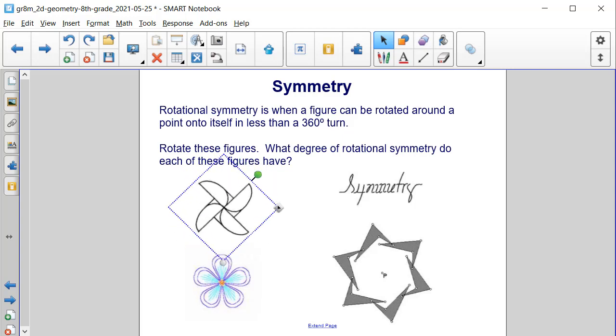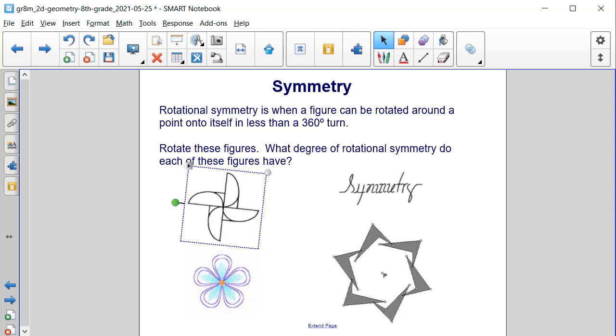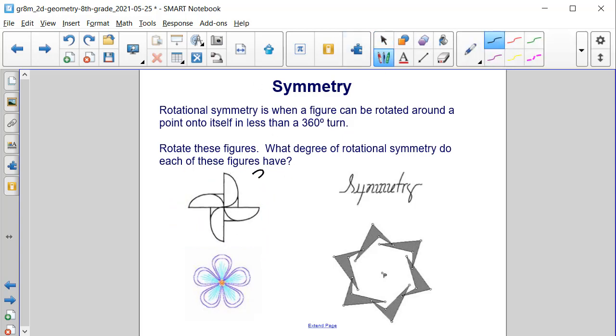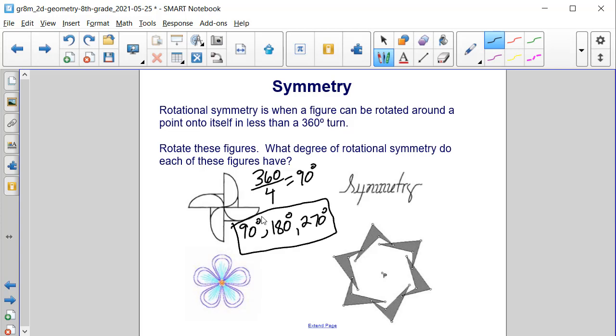Let's first rotate it. It maps onto itself 1, 2, 3, 4 times. So we're going to take 360 degrees and divide it by 4, and we get 90 degrees. So we'll have 90 degrees, 180 degrees, and 270 degrees. If we add another 90 to that, we will get 360 degrees, which does not count. Otherwise, everything would have rotational symmetry, just at 360 degrees.